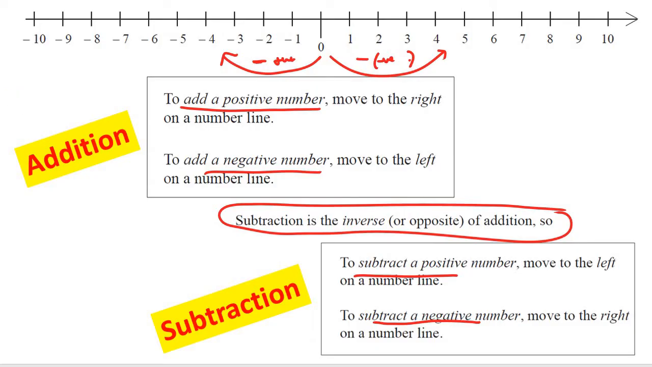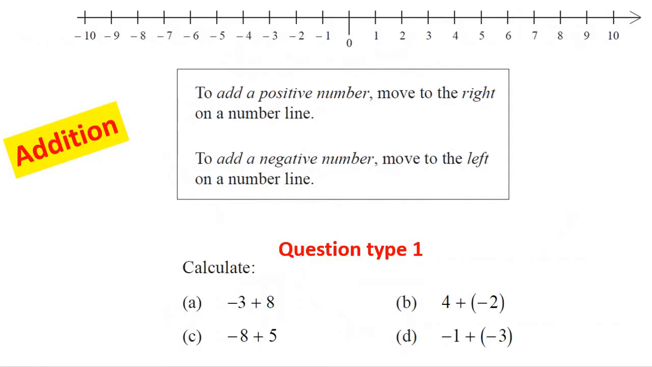You will see more about this in examples. So just remember this thing, that addition positive go to right, addition negative go to left, and subtraction positive go to left, subtraction negative go to right. As simple as that. So let us start with these 4 questions on addition.